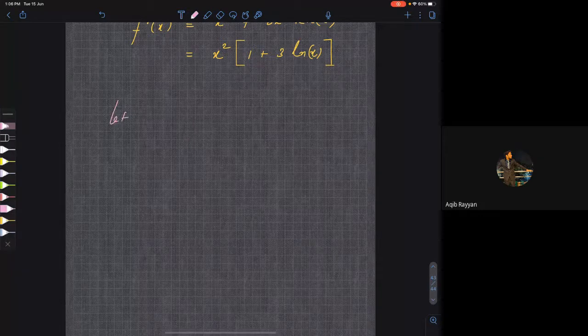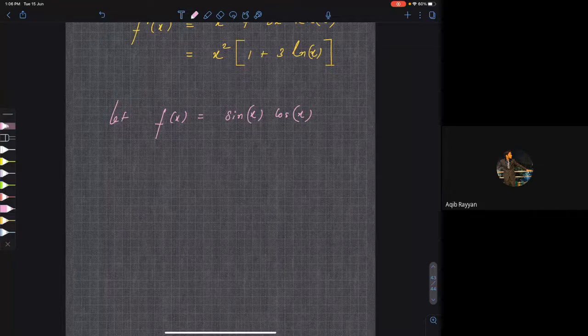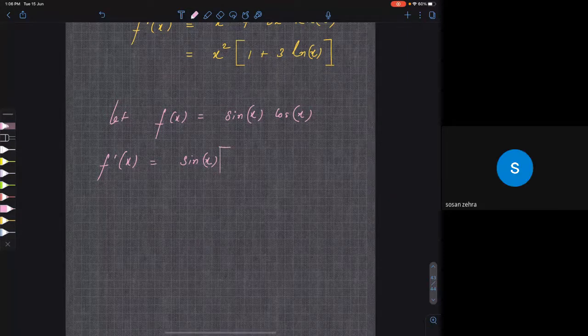Let f of x equal sin x into cos x. Now I can apply the product rule. So let us see what we get. So what is f dash of x? Sin x I'll keep as it is. What will be the derivative of cos x? Minus sin x. Very good. Agreed, everybody?